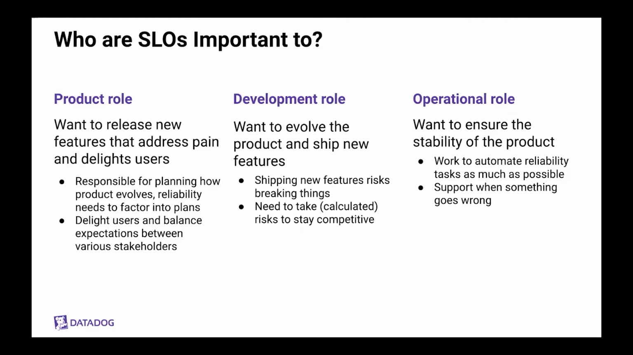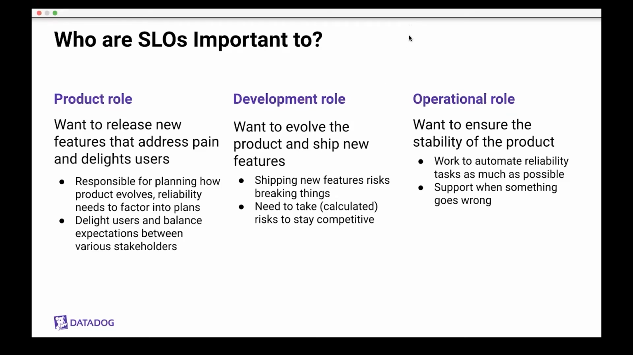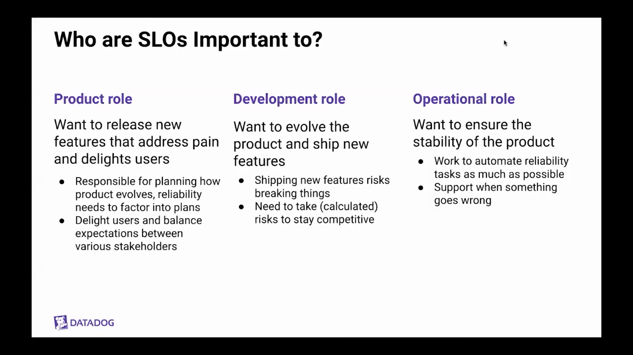From an operational perspective, the product needs to be stable. From an operational perspective, these folks want to ensure the stability of the product. They work to automate reliability tasks as much as possible, and they support when something goes wrong.